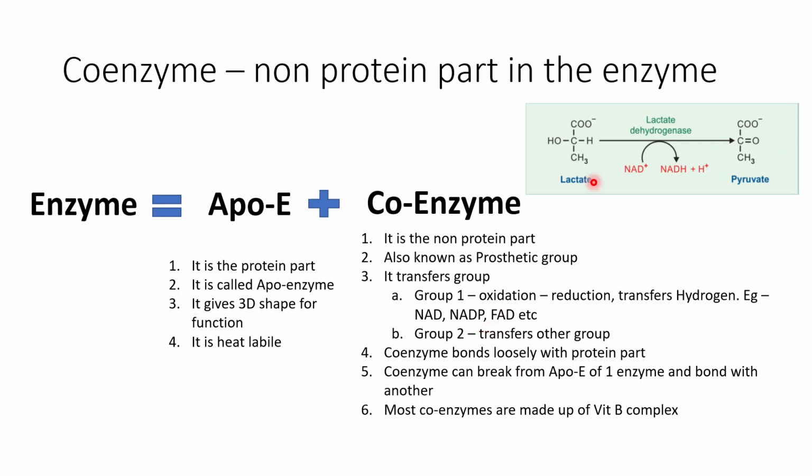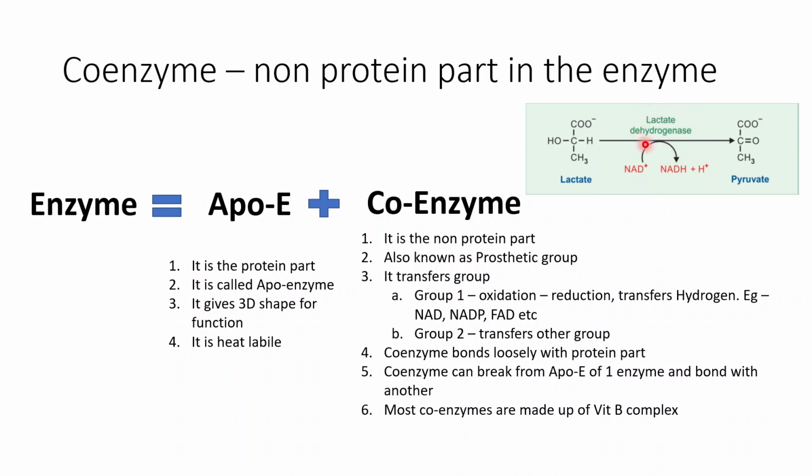Okay, so if you see over here, lactate is dehydrogenated to pyruvate. Okay, so the hydrogen is removed. So this hydrogen is carried by NAD plus to form NADH plus H plus. Okay, so the hydrogen is removed from lactate. It is taken up by coenzyme NAD plus. Okay, and the enzyme which brings about this is lactate dehydrogenase.